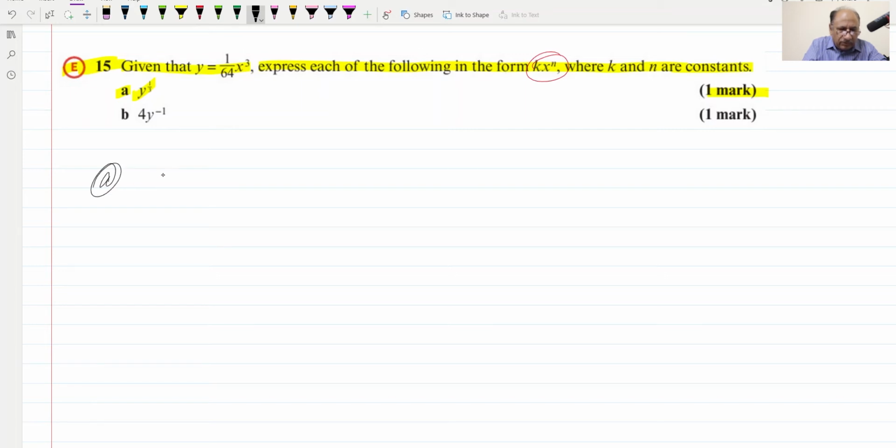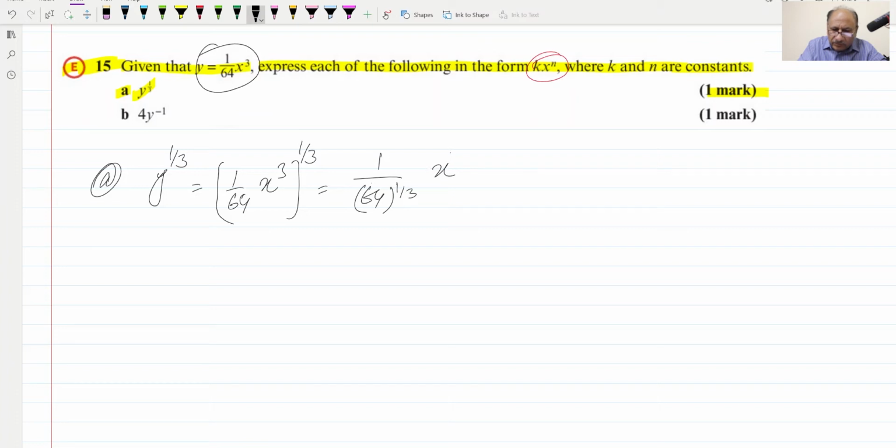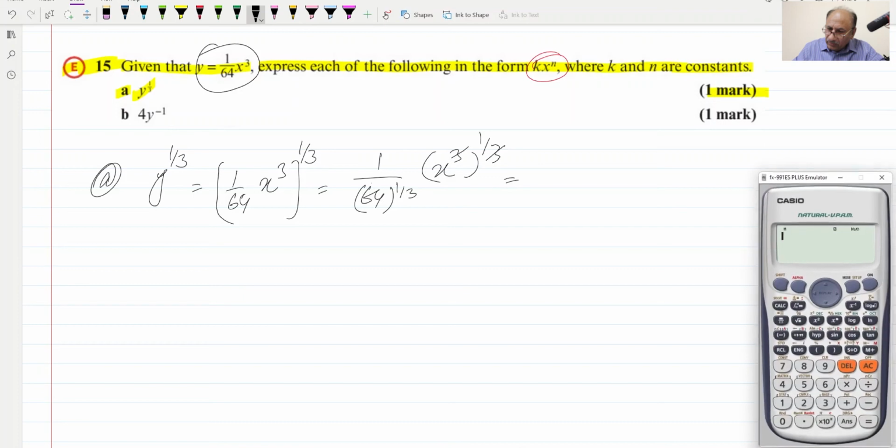So a part we can write as y raised to the power 1 by 3, and our y value is this one, so we can take 1 over 64x cubed, and whole raised to the power 1 by 3. We can write it as separate powers: 64 raised to the power 1 by 3, and x cubed raised to the power 1 by 3. So this cube will be cancelled with this, and for the remaining we can use the calculator.